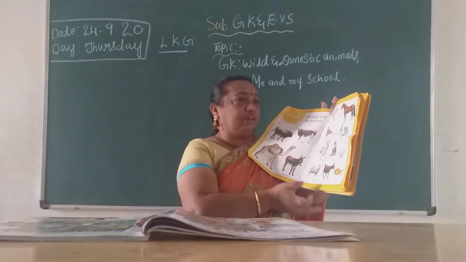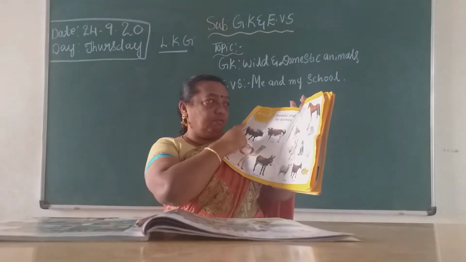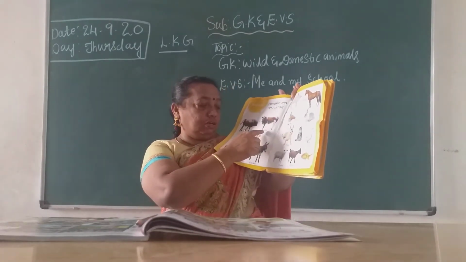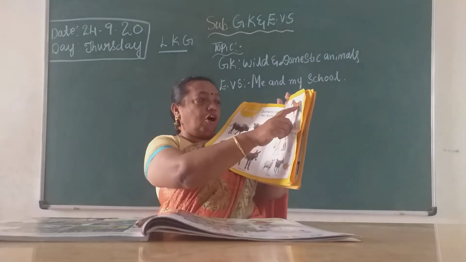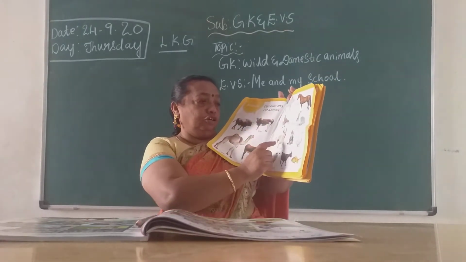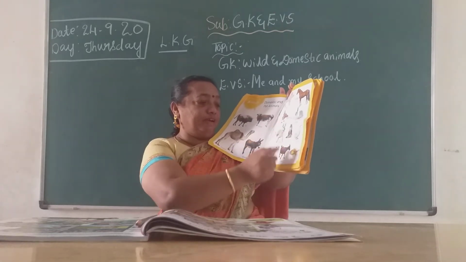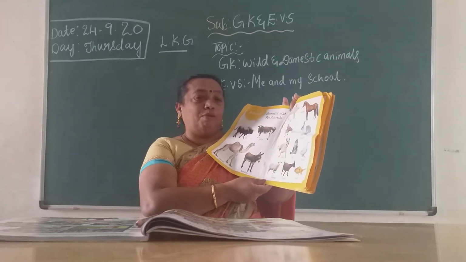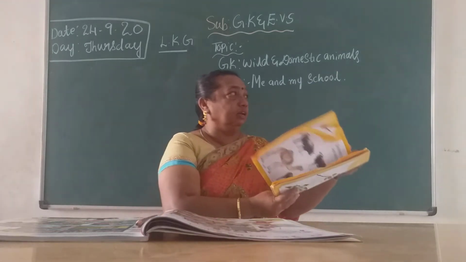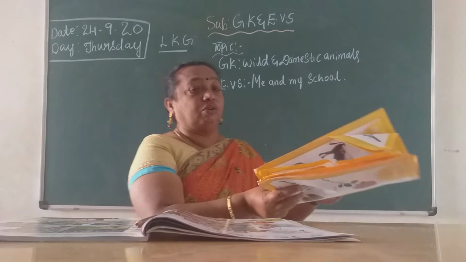No, children. What is this? Domestic animals. Once again, children. Ox, cow, camel, donkey, pig, horse, hen, dog, cat, rabbit, sheep, goat and fish. What are these, children? Domestic and pet animals. Now, wild and domestic animals are over, children.